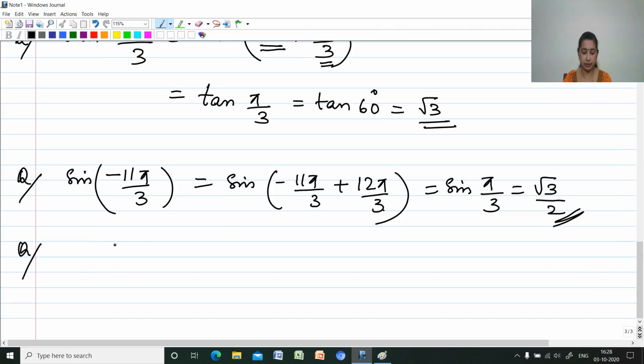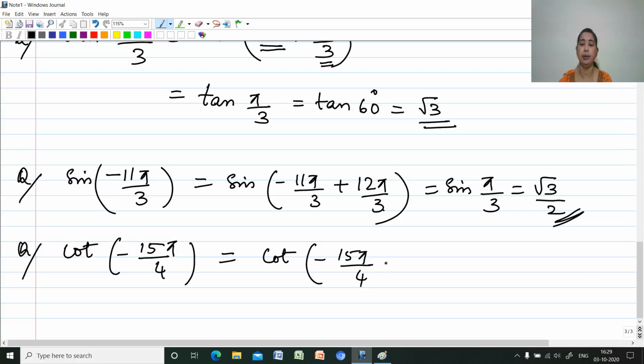Then next question, cot of minus 15 pi by 4. See what is the greater angle to complete the revolution. So that is cot of minus 15 pi by 4 plus 16 pi by 4. 16 pi by 4 means it is 4 pi, which is 2 complete revolutions. So minus 15 pi by 4 plus 16 pi by 4, the remaining angle will be cot pi by 4. And cot pi by 4 is 1. Then one more question is there.